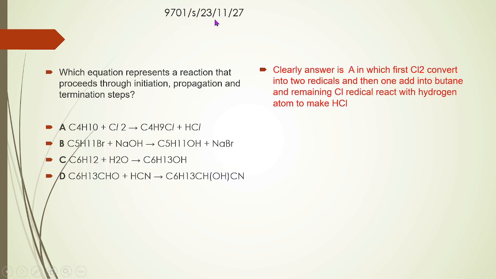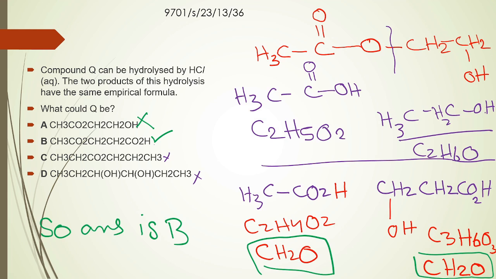This is a question from year 23. Which equation represents a reaction that proceeds through initiation, propagation and termination steps? The answer is A because it is Cl2. Cl2 converts into two radicals, and then one adds to the butane and the remaining Cl radical reacts with the hydrogen atom to make HCl.